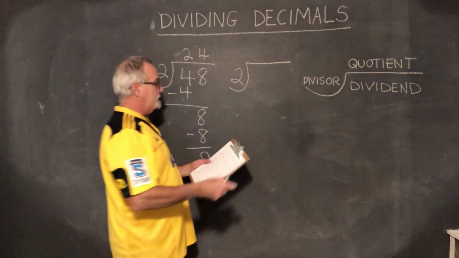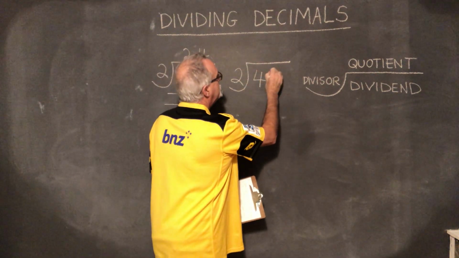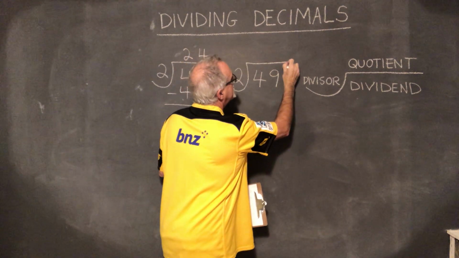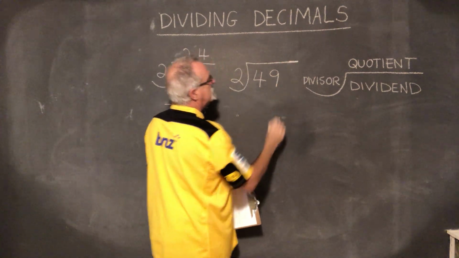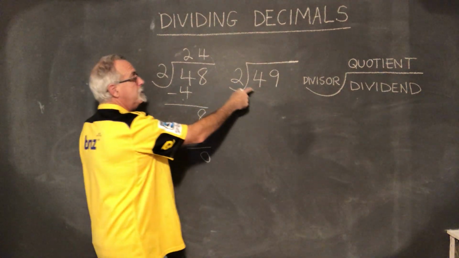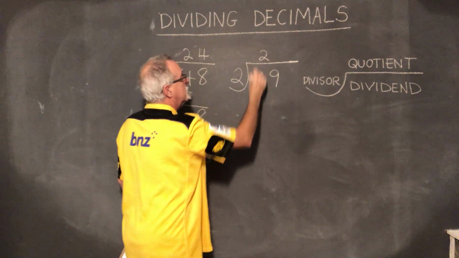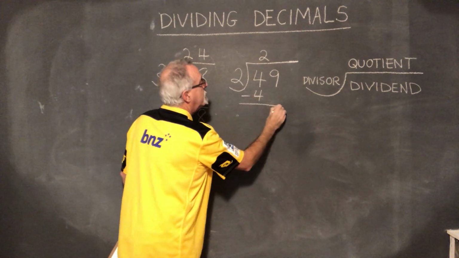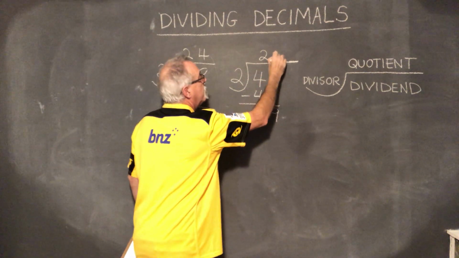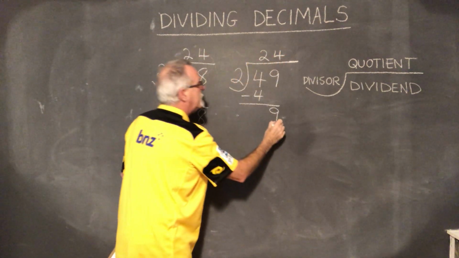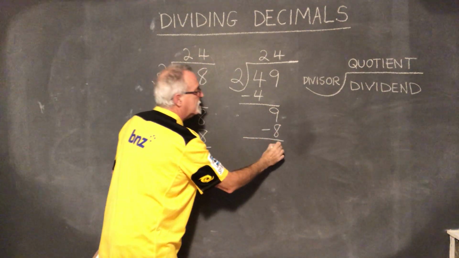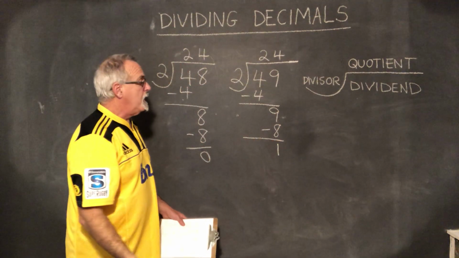How about this one? Did I leave enough room? Yes. Just barely. Okay. Same procedure. Does 2 fit into 4? Yes. 2 times. 2 times 2 is 4. Subtract. These cancel. The 9 gets carried down. Does 2 fit into 9? Yes. 4 times. So far it's the same. 2 times 4 is 8. Oh, here's where it's different. Because 9 minus 8 doesn't cancel. It leaves a 1. I didn't get a 0. So what do?